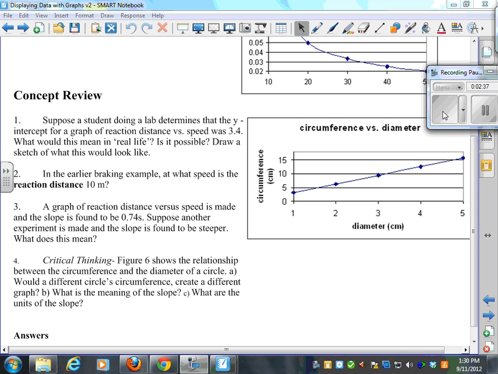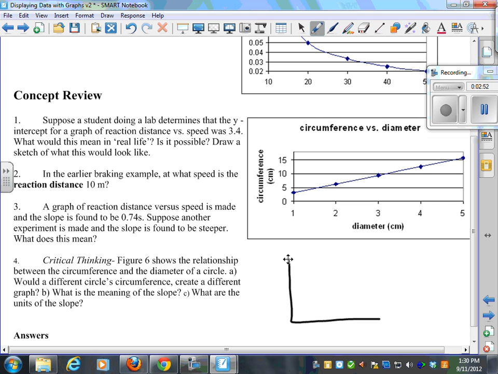All right, so suppose a student doing a lab determined that the y-intercept for a graph reaction distance versus speed was 3.4. What would this mean in real life? Is it possible? Draw a sketch of what this would look like. So I think I drew the sketch yesterday, did I not? Would it not look like that? Right? Okay, it's got a y-intercept of, say, 3.4. And again, this is reaction distance versus speed.